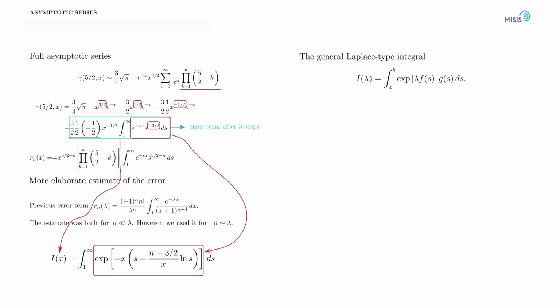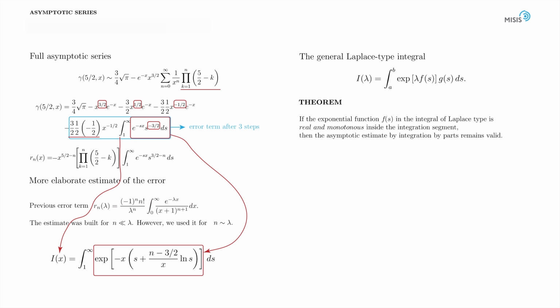Well, the answer to this question is one of the main topics of our course. Here, we restrict ourselves to a more specific statement. In one of the future lectures, we will formulate a general argument that states the following. If the exponential function f of s in the integral of Laplace type is real and monotonous inside the integration segment, then the asymptotic estimate by integration by parts remains valid.